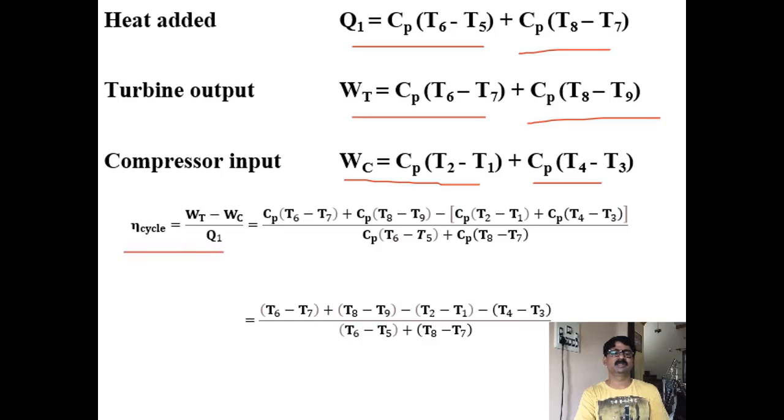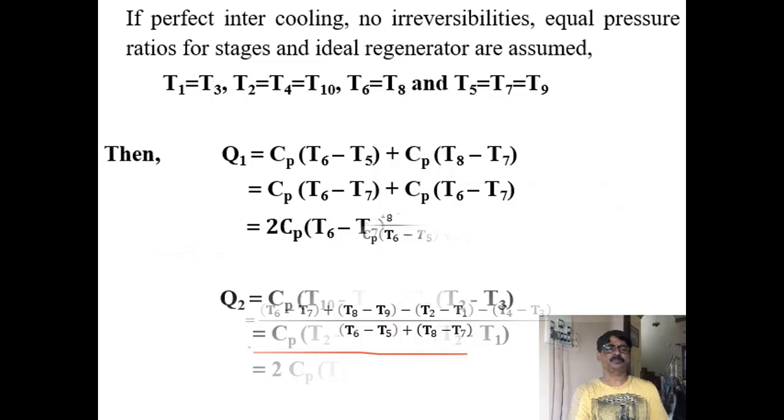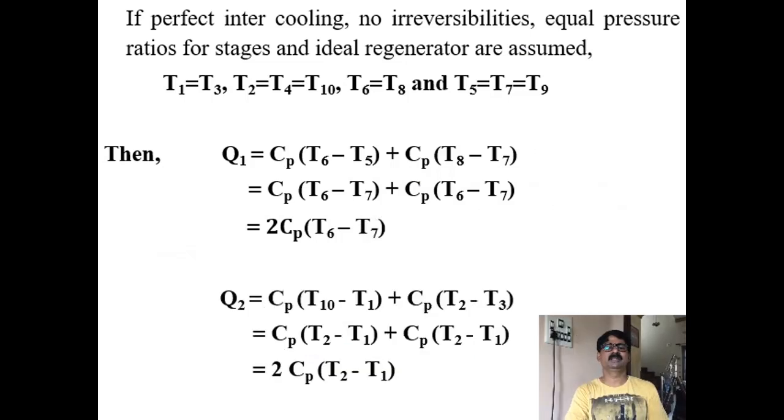As you know, the efficiency of the cycle is Wt minus Wc by Q1. If you substitute, after simplification you'll get efficiency as T6 minus T7 plus T8 minus T9 minus T2 minus T1 minus T4 minus T3, divided by T6 minus T5 plus T8 minus T7. So this is the expression for the idealized Brayton cycle with regeneration, perfect intercooling and perfect reheat with the two-stage compression and expansion, if perfect intercooling, no irreversibilities, equal pressure ratio for stages and ideal regenerator is assumed.